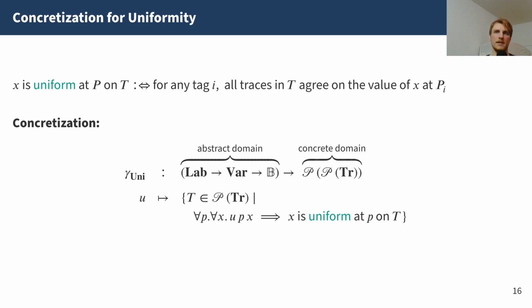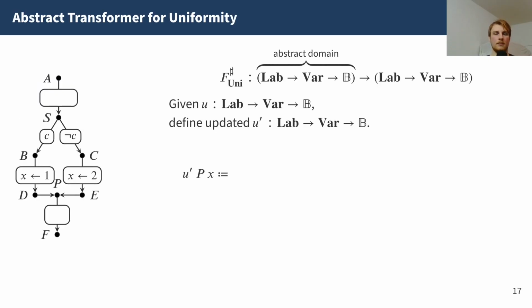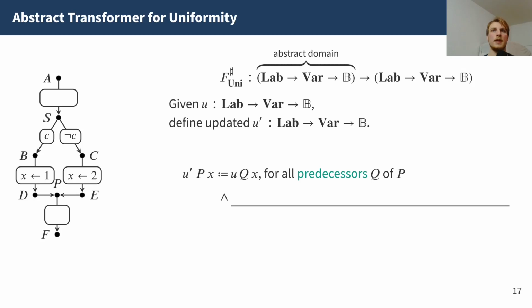The only missing piece of the puzzle now is the abstract transformer. The concretization describes what the result of an analysis means, while the transformer defines how the analysis actually works. Our abstract transformer is a function that takes uniformity information, so a predicate on program points and variables, and returns updated uniformity information. The first idea for a transformer would be that a variable x is uniform at program point P if the old uniformity information U classifies x uniform at all predecessors of P. But we've already seen that this is not enough.